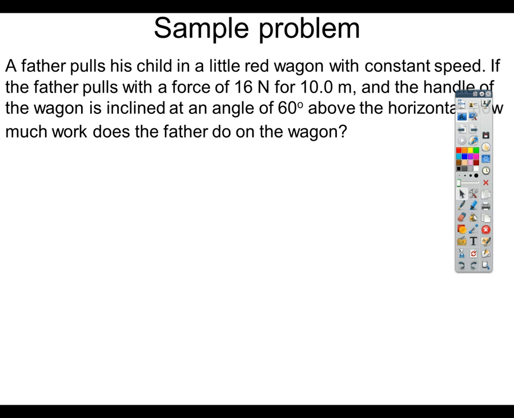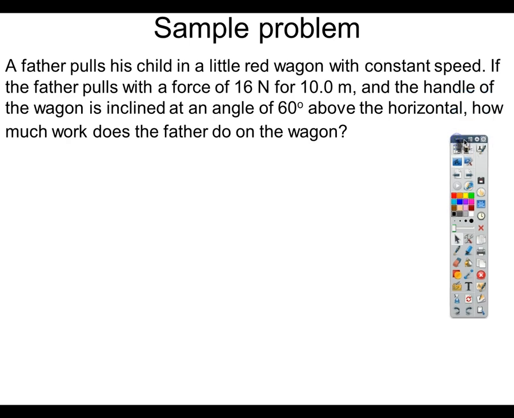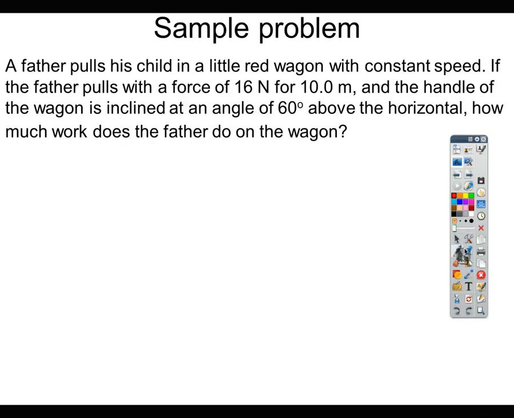The last problem for this section of work and energy is this next sample problem that you'll see. It says a father pulls his child in a little red wagon with a constant speed. If the father pulls with a force of 16 newtons for 10 meters and the handle of the wagon is inclined at an angle of 60 degrees above the horizontal, how much work does the father do on the wagon? We need to draw this situation, so here's our wagon. We'll put our little wagon wheels on, and here is the handle, and we know that that handle makes a 60-degree angle with the horizontal. So there's our 60 degrees.